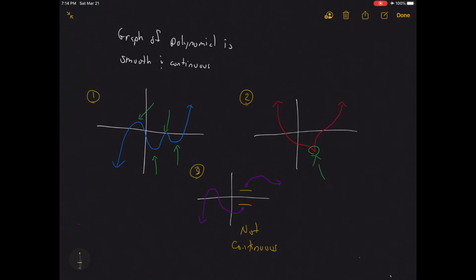And therefore, that cannot be a graph of a polynomial function. And this one right here is not smooth. Therefore, that cannot be a polynomial function. Only number 1 here is polynomial. So number 1 is polynomial. The other 2 are not. So again, that's kind of what we're looking at when we're talking about the graphs of polynomial functions. It must be smooth and it must be continuous. And the graphs that we are going to be creating will be.